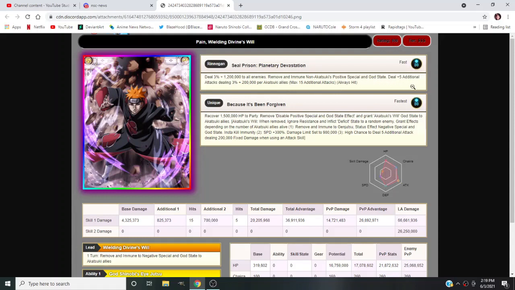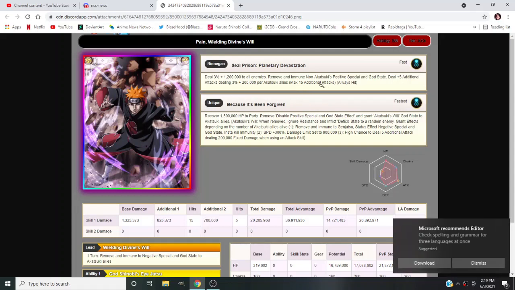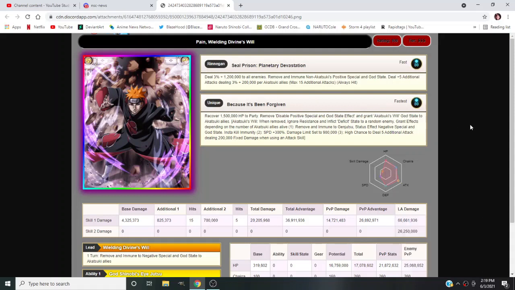Deal 5 additional attacks, dealing 3% plus 200,000 per Akatsuki ally for a max of 15 additional attacks. That's going to be very good. Like I said, having 15 additionals plus, what is it, like 4 penetrating additionals, that's actually really good. So if you want to honestly say he gets like 19 additional attacks, then you technically can do that because the first legendary frame is double damage. It's always hit, of course.